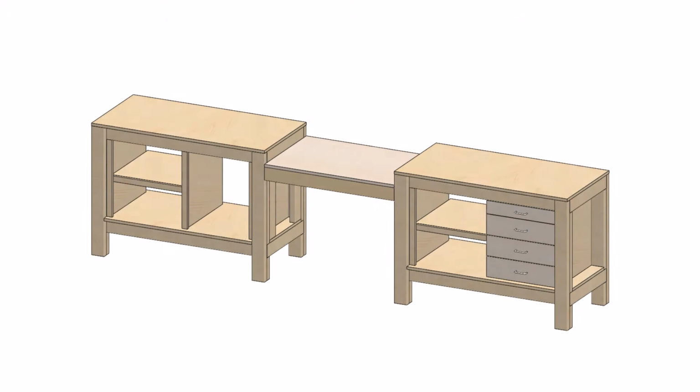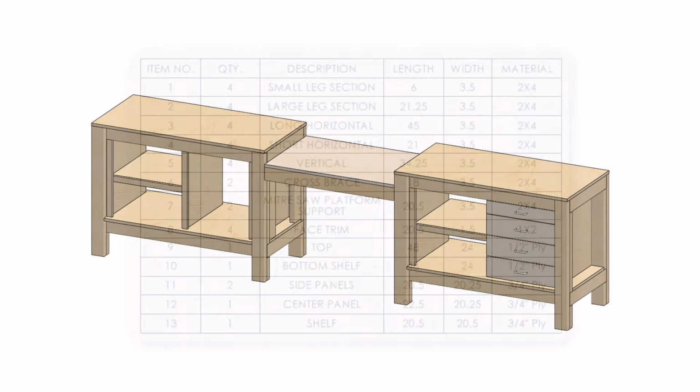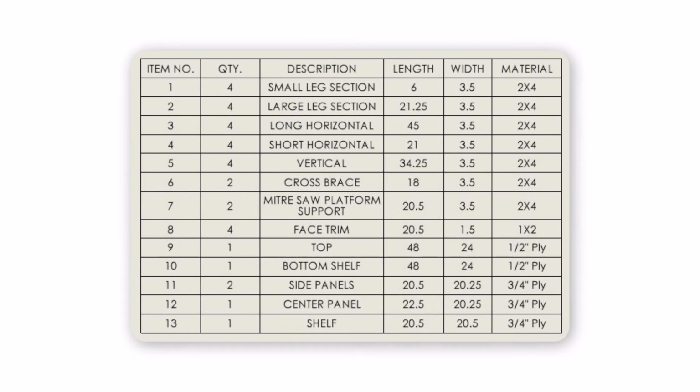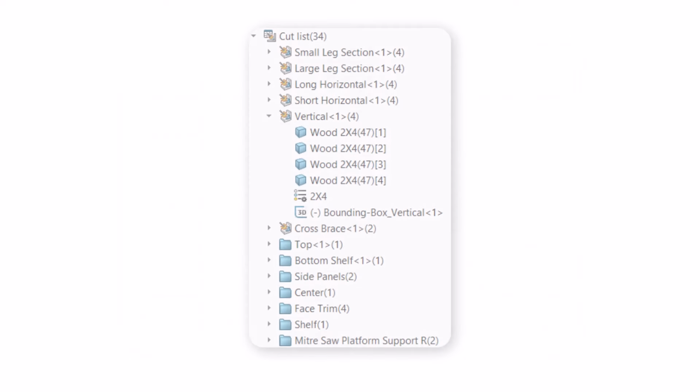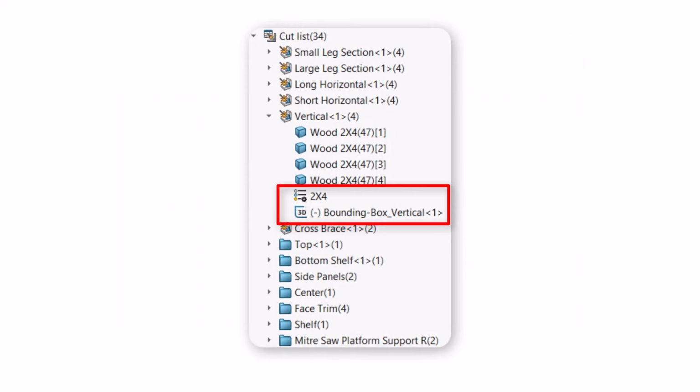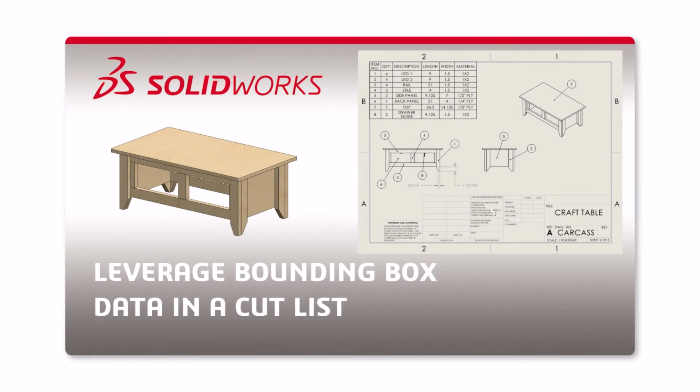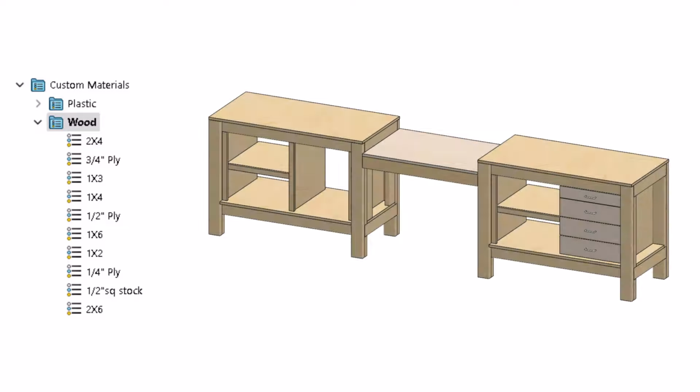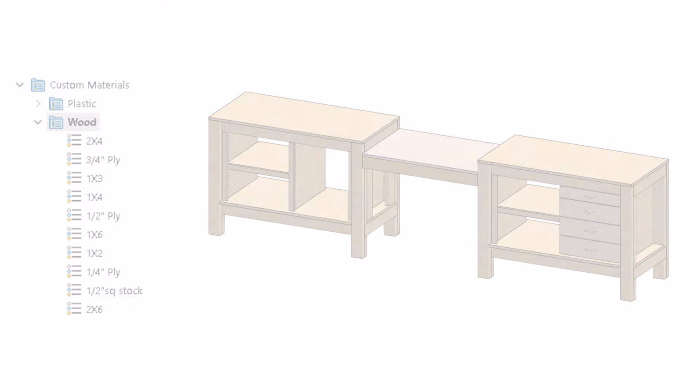As a maker, I love to design and build things out of wood. I need specific information in a cut list for me to accurately determine the quantities and size of materials for a project. In Solidworks, I accomplish this with custom materials and bounding box data. If you haven't already, check out my video called Leverage Bounding Box Data in a Cut List. In this video, I'll show you how I create and use custom materials in Solidworks for my woodworking projects.